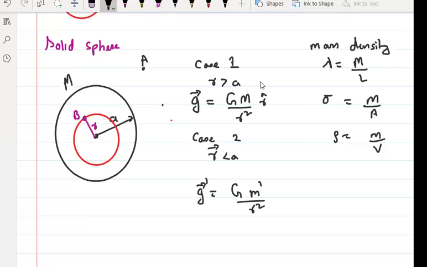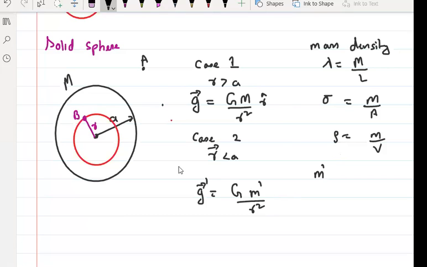Think about it. What has changed over here? If you take this point B, for point B, what is the mass now? Tell me, what is the mass now? Mass is the mass of this small red sphere. Yes or no? The mass is M dash, which is the mass of this red sphere, the mass inside this red sphere. Okay, agree? Now, can you find M dash?